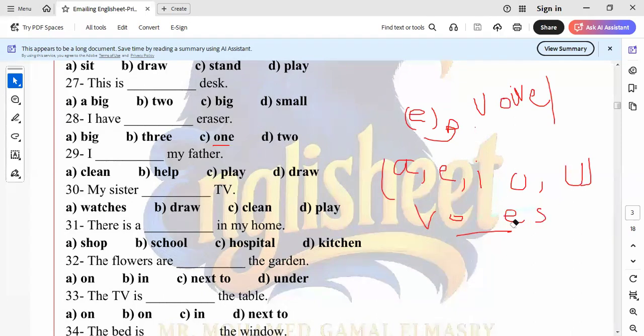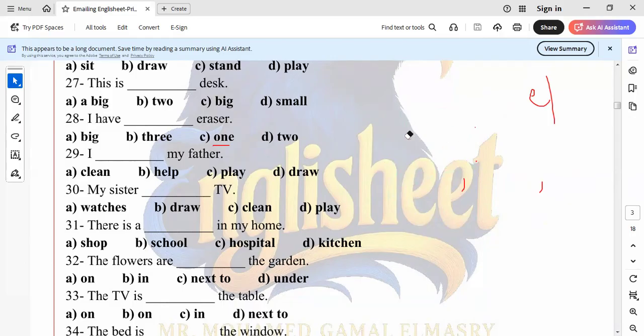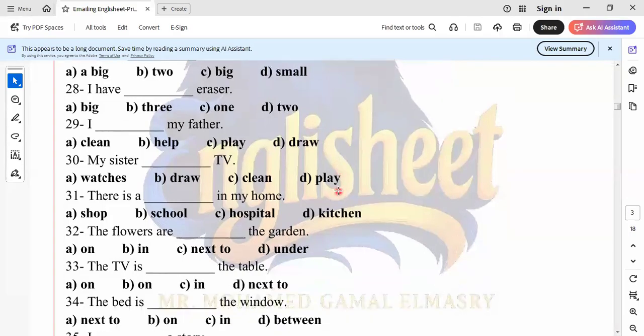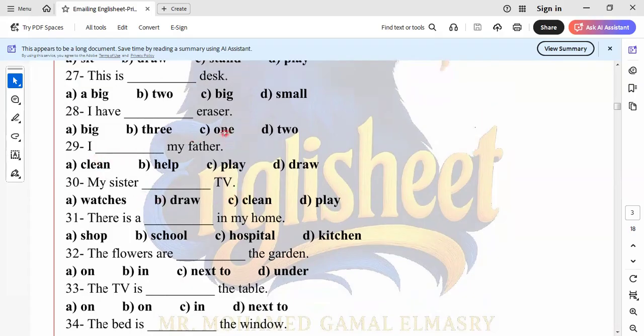Let's continue the rest of the exercise. I answer some of the questions, not all of them, and I leave the rest for you to do by yourself as homework, because I don't want to make the video longer, so you are able to watch it more than one time. So here it will be one eraser.